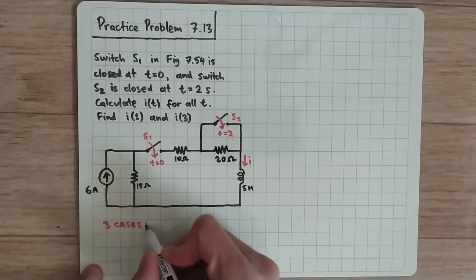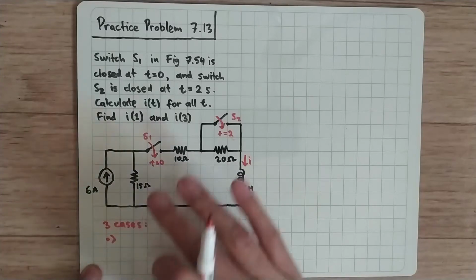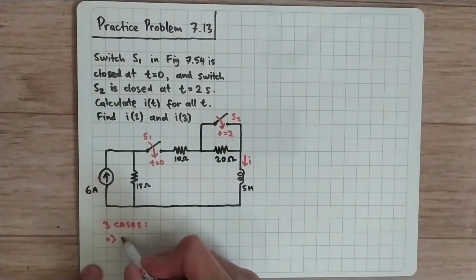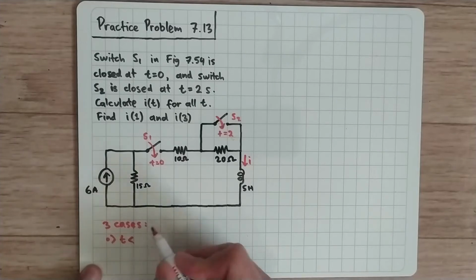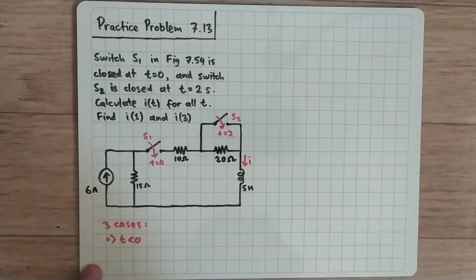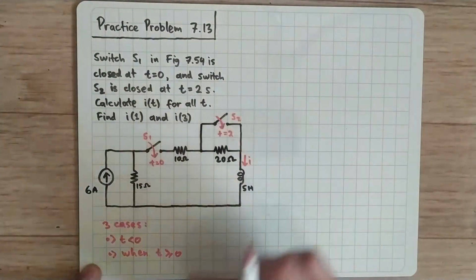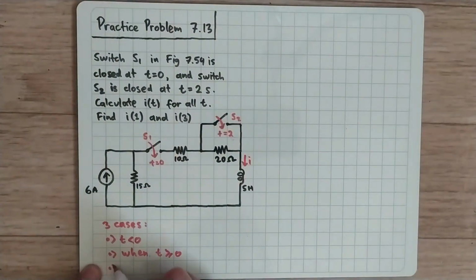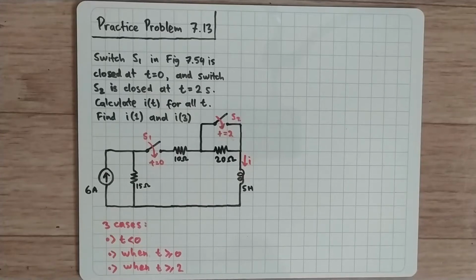Let's list all the cases. The first one is when the switches are all open, which is when t is less than 0. The second case is when S1 is closed, so that is when t is greater than or equal to 0. And the third one is when S2 is closed, so it is when t is greater than or equal to 2. Okay, so we will check the cases one by one.